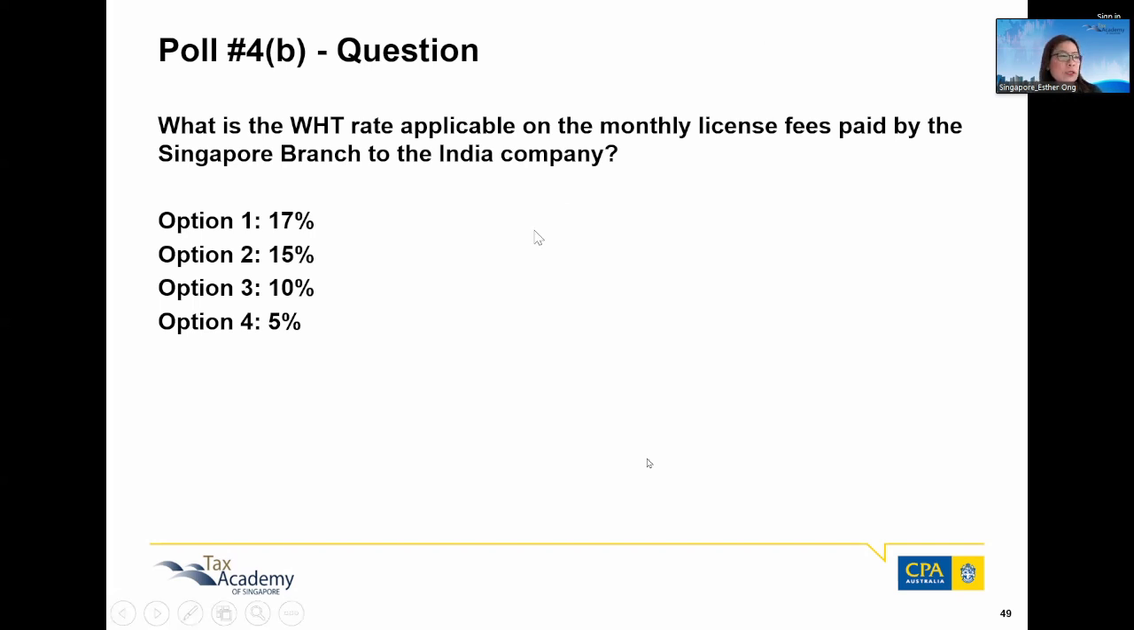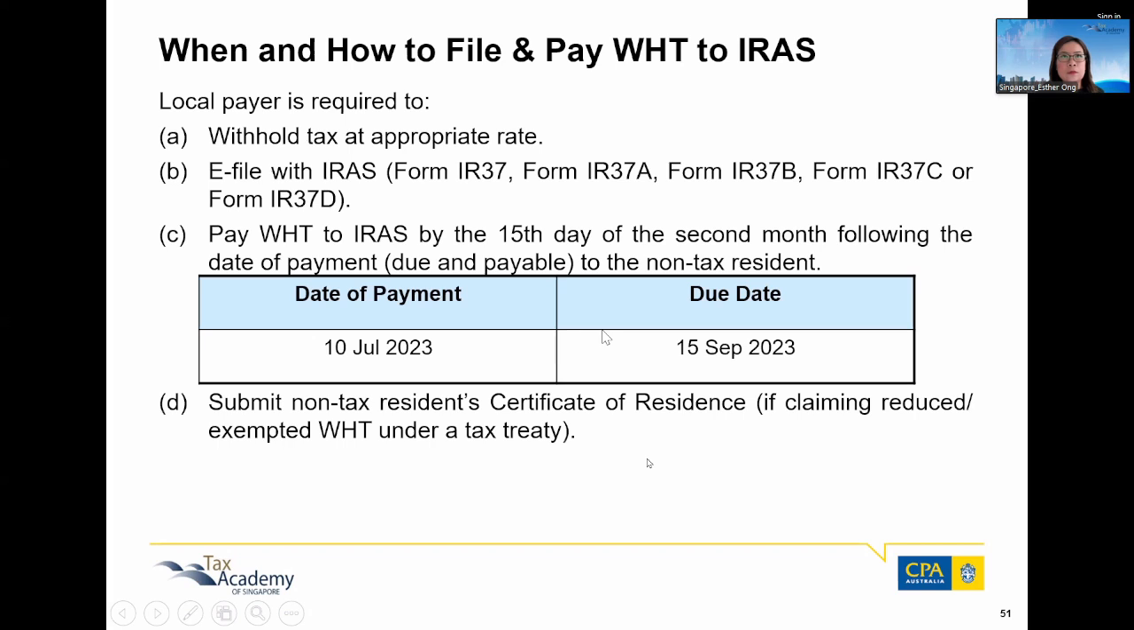Okay, so I've come to the end of this part on the application of tax treaty for withholding tax. Any question on this part? If not, then I move on to the last part on administrative matters on when and how to pay withholding tax to IRAS.